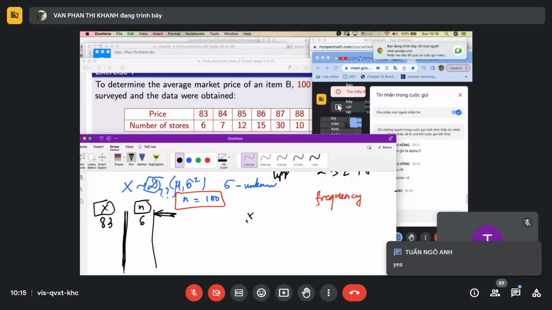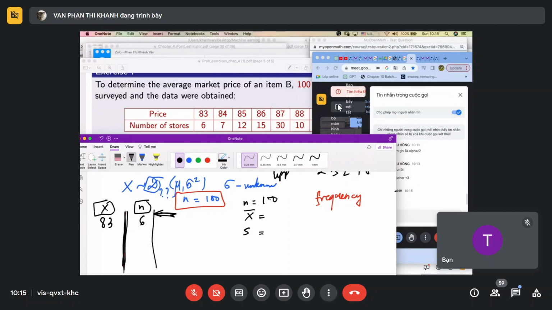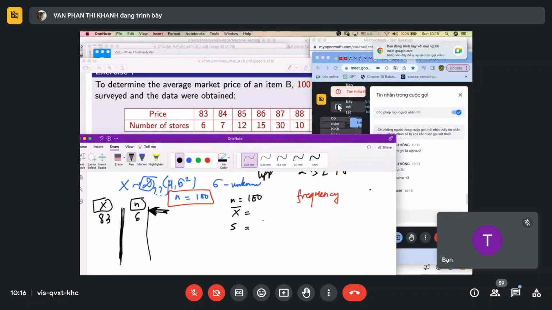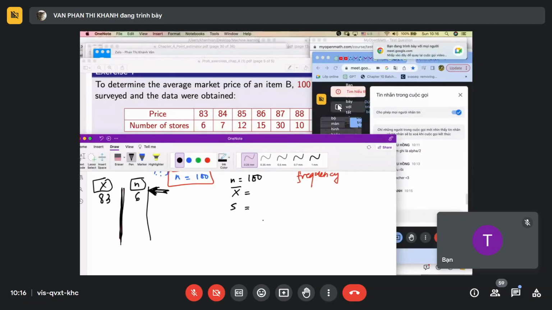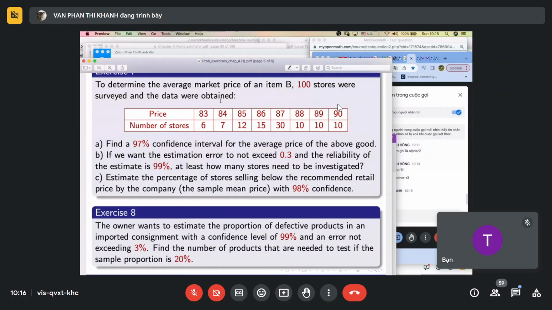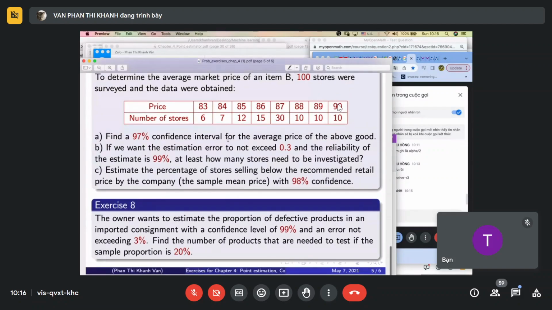And after that, please tell me what is X bar and what is S. I just care about X bar and S. I don't care about the way. You have to find it by yourself. So tell me, what is X bar and what is S? For this table?